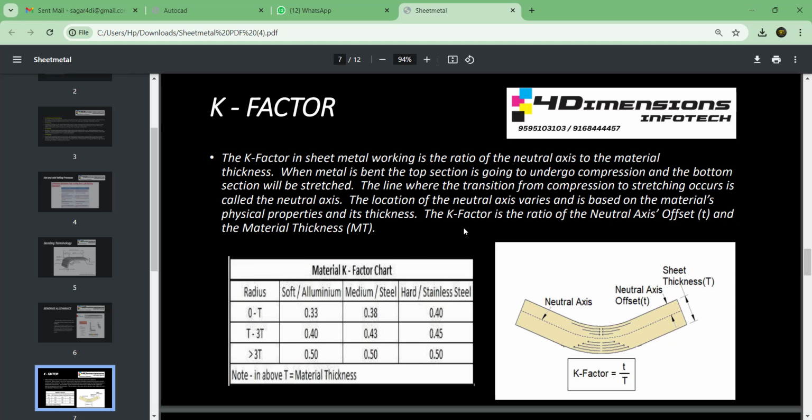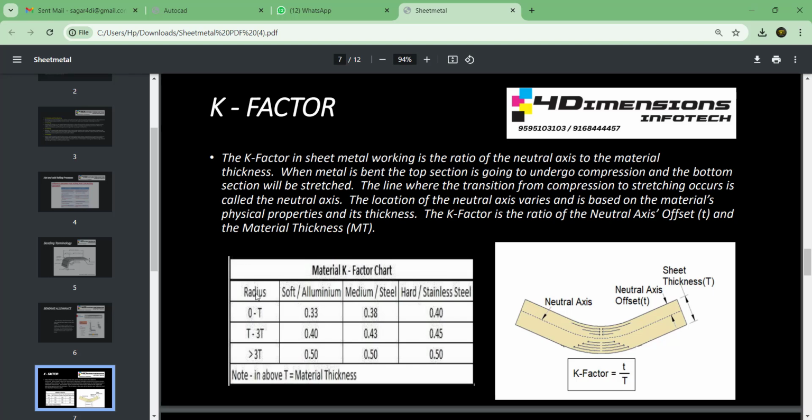It is going to differ depending on physical properties of the metal or material and the thickness of the material. So in short we can say the K factor is the ratio of neutral axis, that is small t, and the material thickness, that is capital T. So the K factor is given here, and one chart is showing different kinds of K factor according to the material and properties.